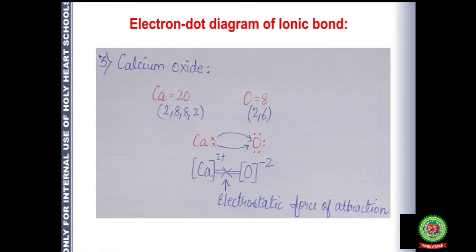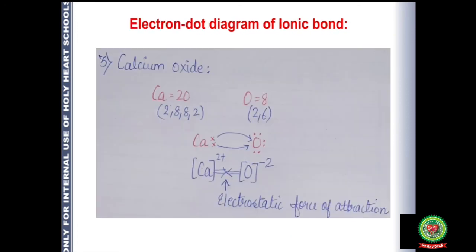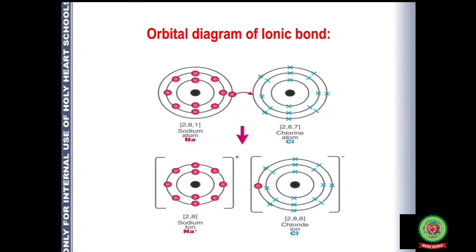Now this was all about electron dot diagrams. Next we are going to discuss the orbital diagram. It's very simple. In the electron dot diagram case, we considered only valence electrons. But in the orbital diagram case, we will consider all the shells in an atom. The electronic configuration of sodium is 2,8,1. We will draw all the 3 shells with a nucleus in the center, and show a transfer to chlorine.